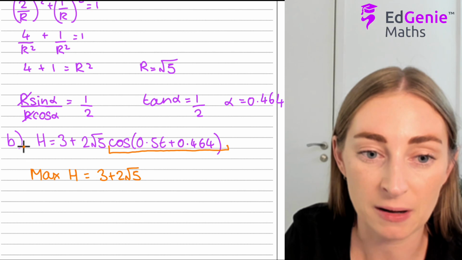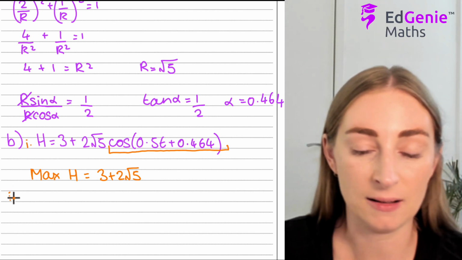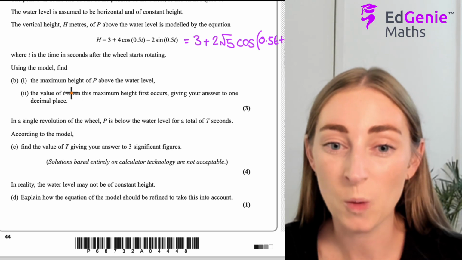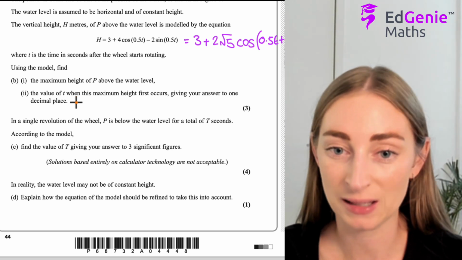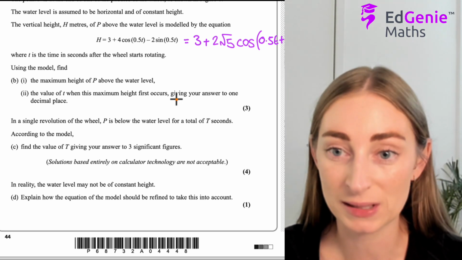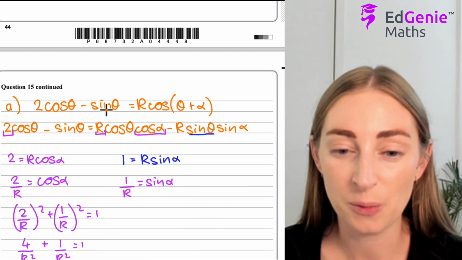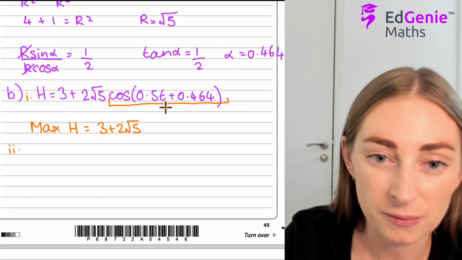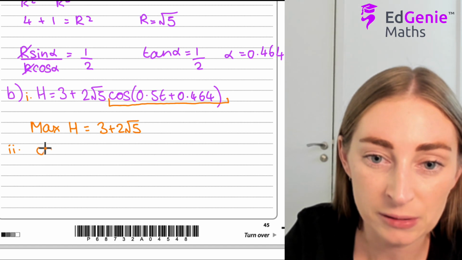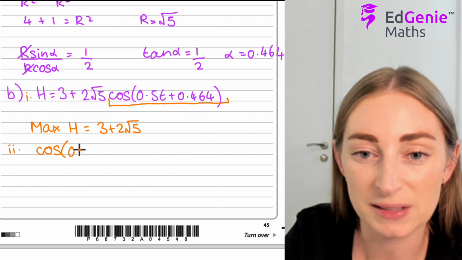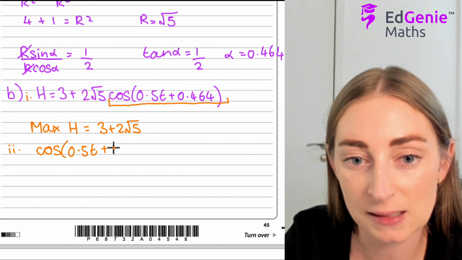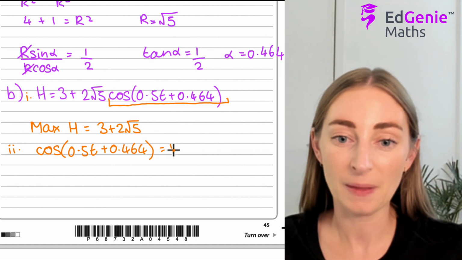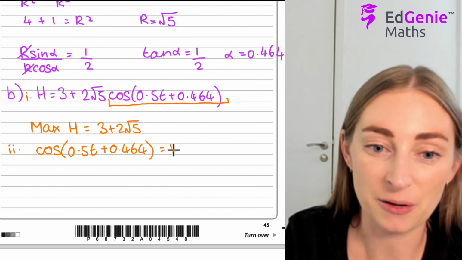And so that was part I. Part I says, the value of t when its maximum height first occurs, giving your answer to 1 decimal place. So when this is 1, let's put that equal. So cos 0.5t plus 0.464, and I'm putting that equal to 1. Cos to the minus 1 of 1.